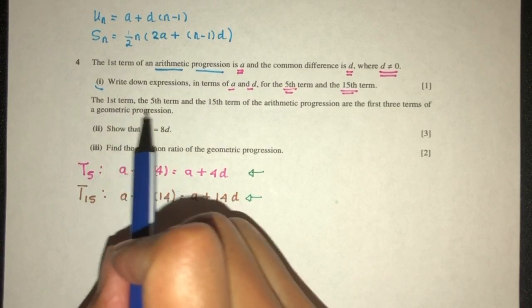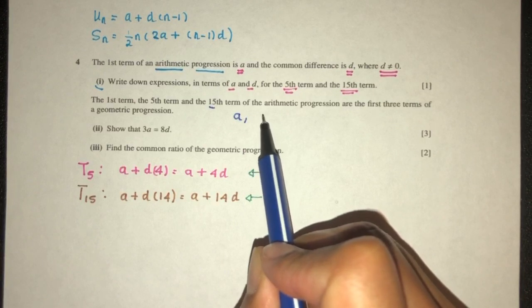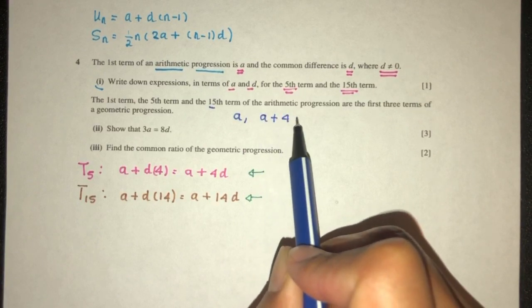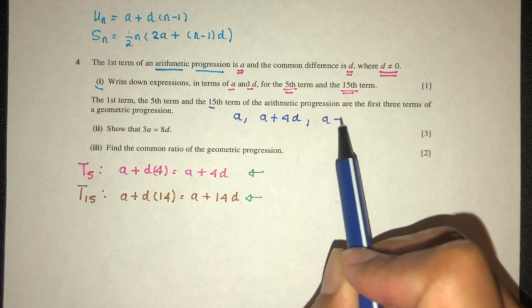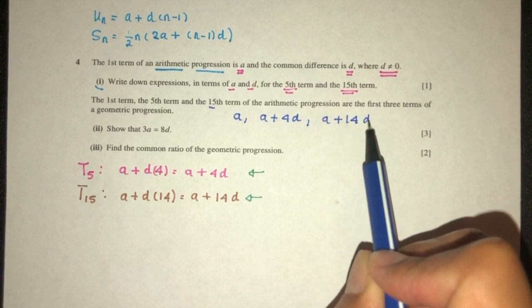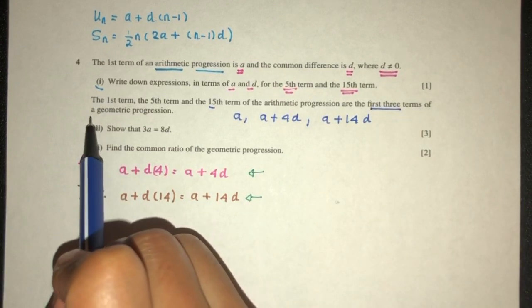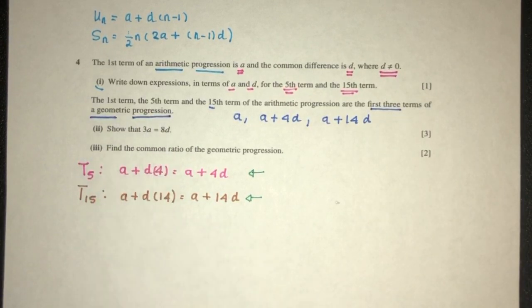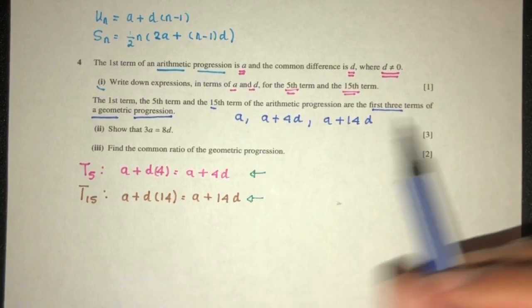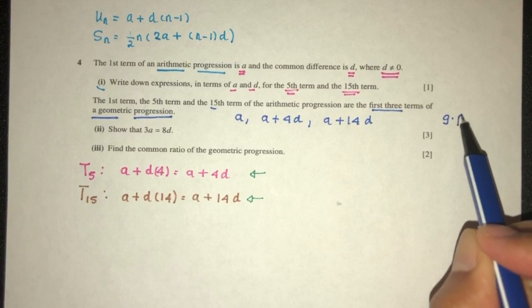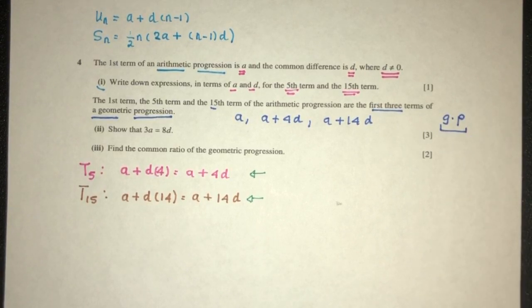Now the first term, the 5th term and the 15th term are the first three terms of a geometric progression. Okay, so now these three are the first three terms of a GP. Great to know. Now for GP, let me first write down all the formulas we know for GP.